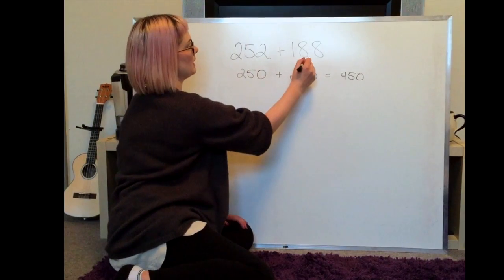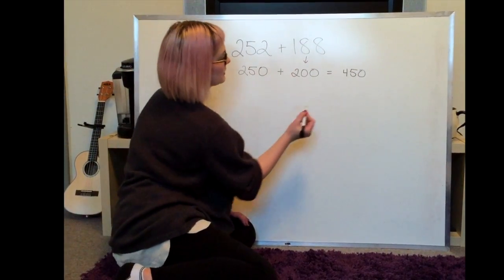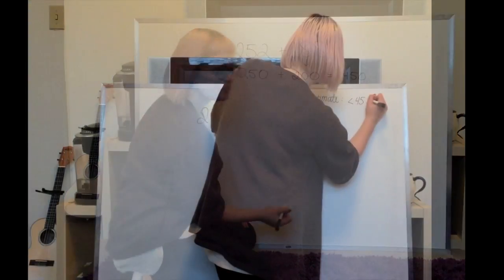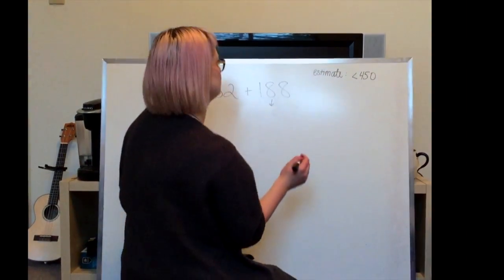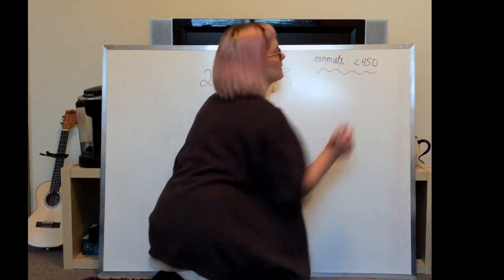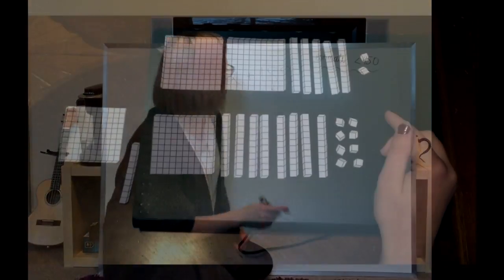We know that we rounded 188 up quite a lot, so I'm going to say that it's going to be less than 450. Okay, so that's my estimation. Great. So we put our estimate over here. We've estimated that it's going to be less than 450.